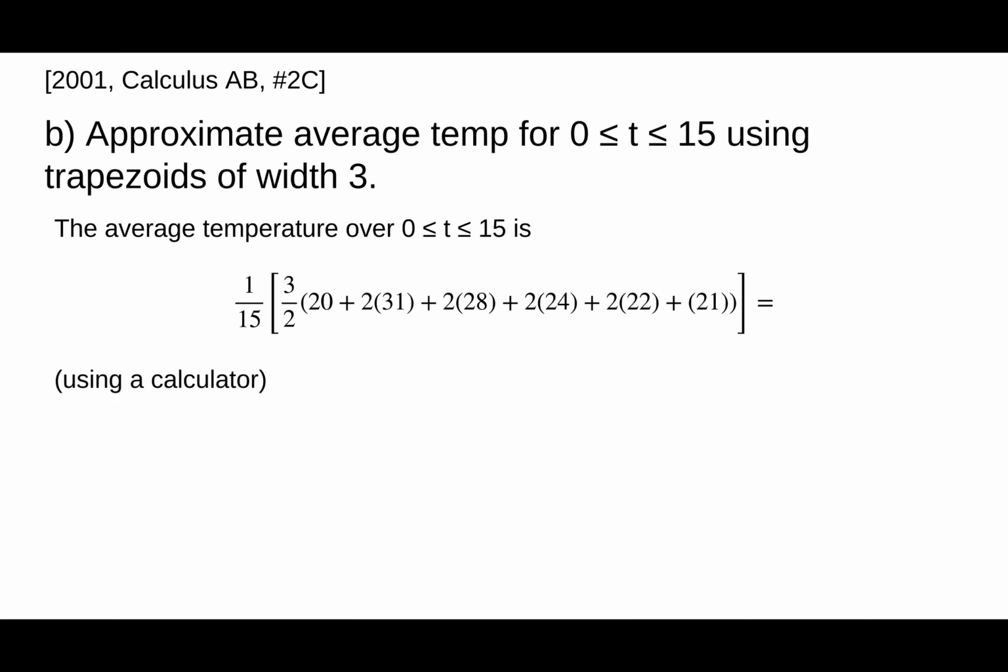So enter this on a calculator, you get 25.1 degrees Celsius. All right, so that would be the average temperature of the water between t equals 0 and t equals 15 days using the information in the table and trapezoids of width 3.